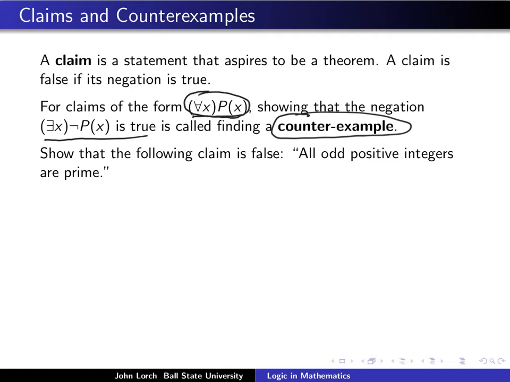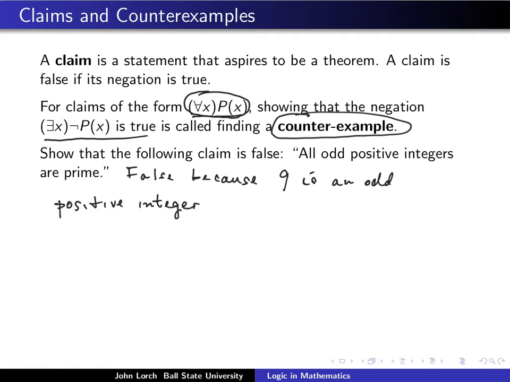We're going to show it's false by finding a counterexample. So this is false because 9 is an odd positive integer, and 9 is not prime.